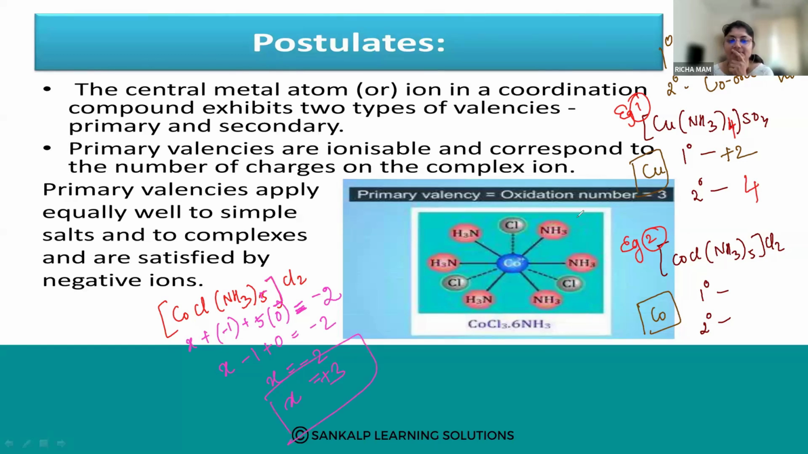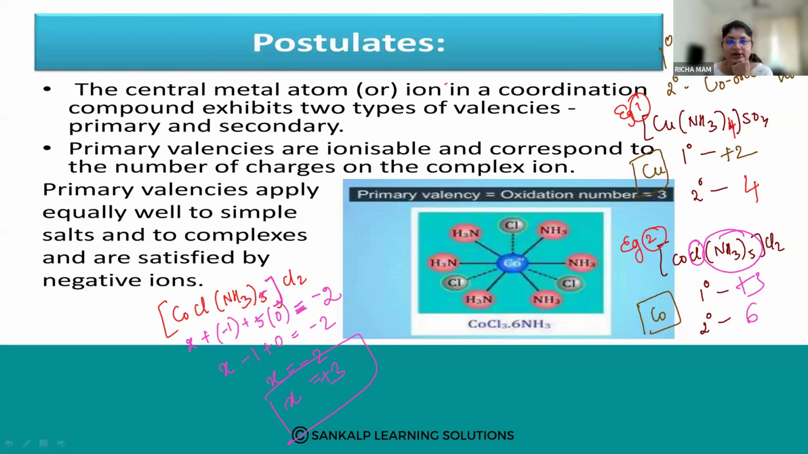Primary valency, it will come +3. Primary valency is +3. And secondary valency, how many ligands are there? See here, how many ligands are there? Cl is also one ligand. Add that also. So 5 plus 1 is 6. So the number of ligands around the central metal atom is 6. So the secondary valency is 6. Okay. Fine.